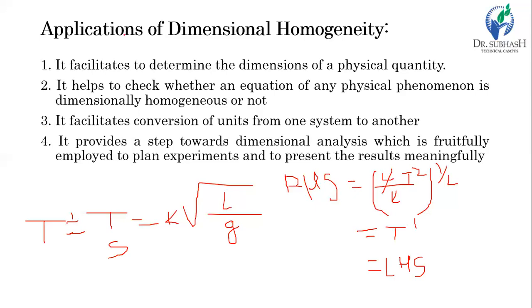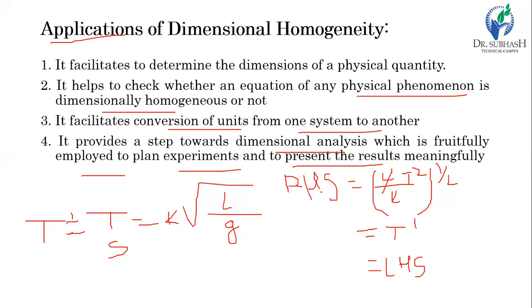Now let's see some applications of dimensional homogeneity. It facilitates determining the dimension of a physical quantity. It helps to check whether an equation of any physical phenomenon is dimensionally homogeneous or not. It facilitates conversion of units from one system to another, and it provides a step towards dimensional analysis, which is fruitfully employed to plan an experiment and to present the result meaningfully. So these are all the applications of dimensional homogeneity.